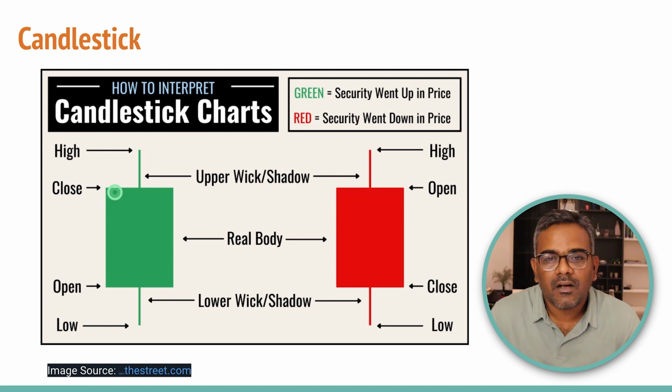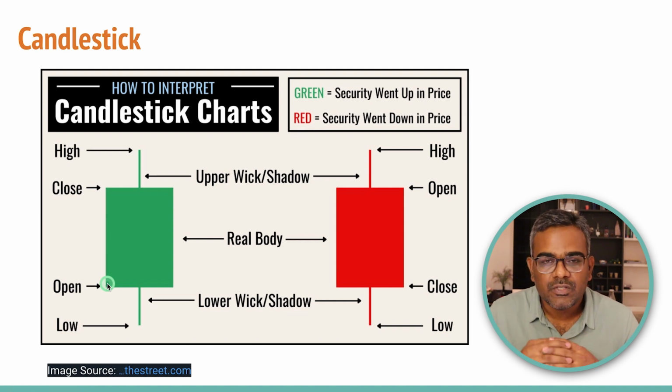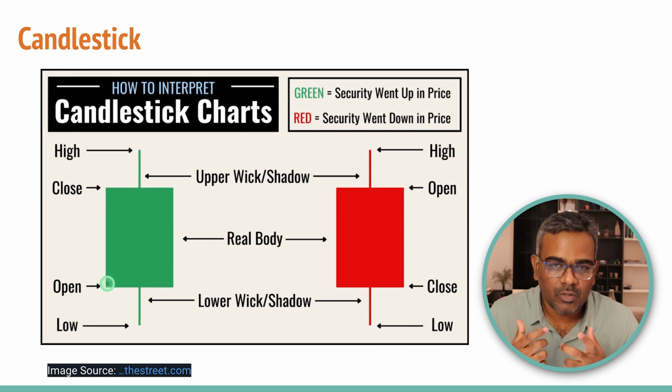But there are four price points that you can see in any candlestick. So one is, in a green candlestick, this is the open, which means when the market opened during the day, in India, the market opens at 9:15. So the open tick, or the first trade that happened during that day is called the open price. And that open price basically absorbs all the news that happened overnight.